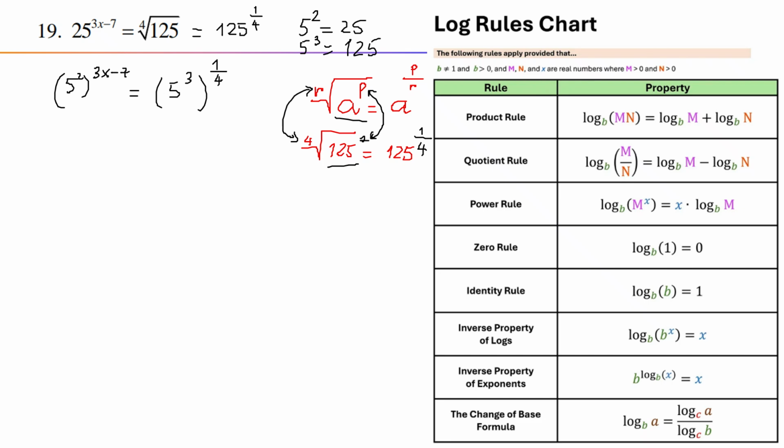And still keep the exponent outside. And we remember the formula for a power to a power, that will be the product of the powers. So we will have 5 to the 2 times 3x minus 7 equal 5 to the 3 times 1 over 4.